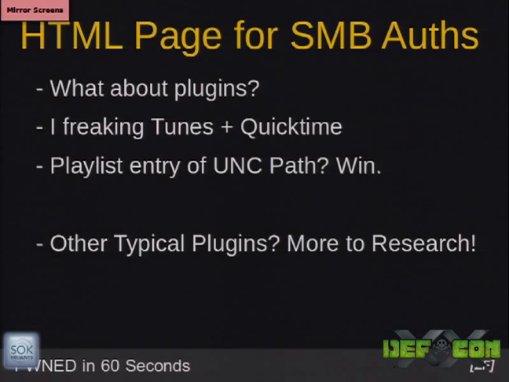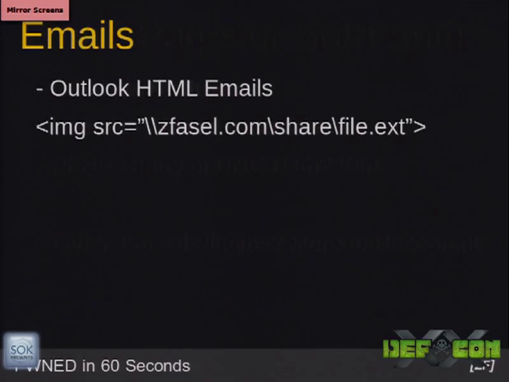As I went through the list of different applications, QuickTime popped up, and I thought, how do I get QuickTime to connect to a rogue network server to get the user's login, username and password? After a little tinkering, we found out that you can put a playlist together with a UNC network path, and they'll automatically authenticate, and it'll bypass the local security context. We need to do a little more work on other plugins, but for now, QuickTime is one of the bigger impacts.